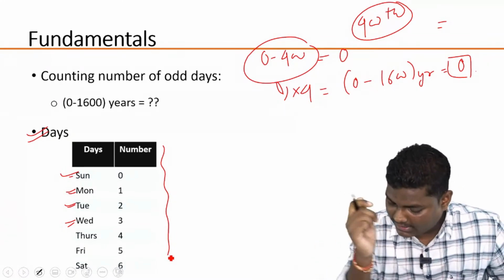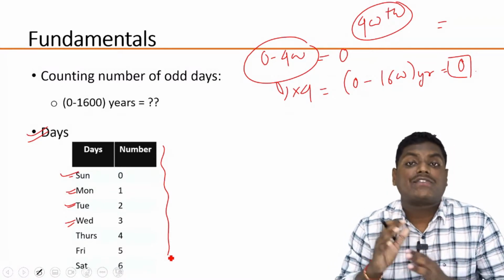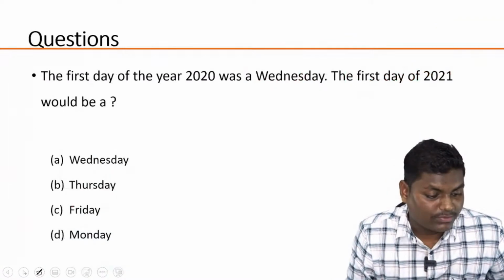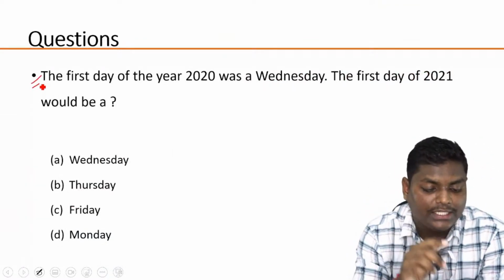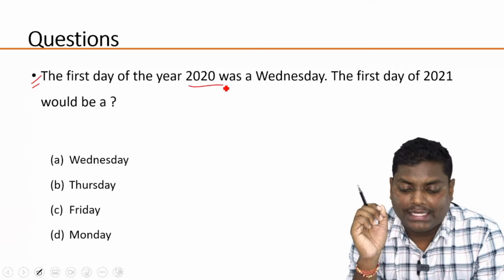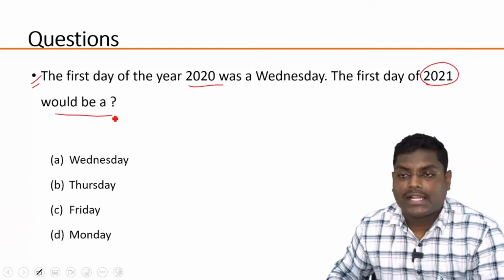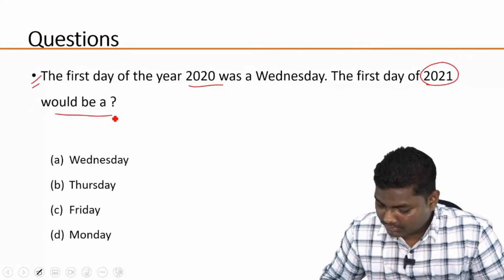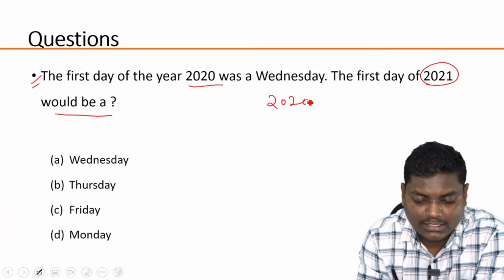Great, Nomi. Yes, we will be getting 0 odd days. Okay. So with this, let's try and solve the questions using the concepts. This is the first question that I'm posing. The first day of the year 2020 was a Wednesday. The first day of 2021 would be, try and solve this question along with me.